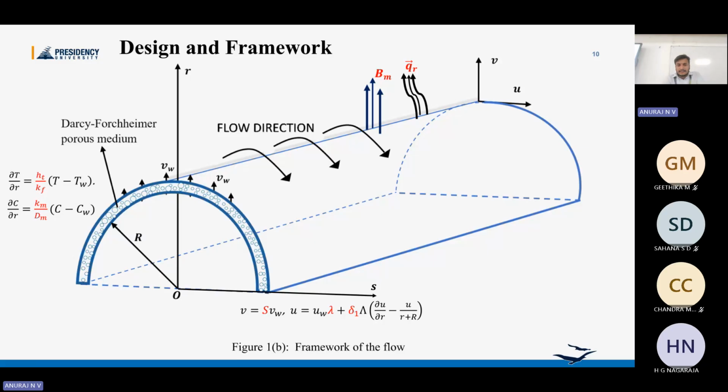And here I am using the no slip boundary condition. Like this is the no slip boundary condition. Delta 1 will be the no slip boundary condition. Here I am using the first order slip condition, and here I am using the convective thermal and solutal boundary conditions.